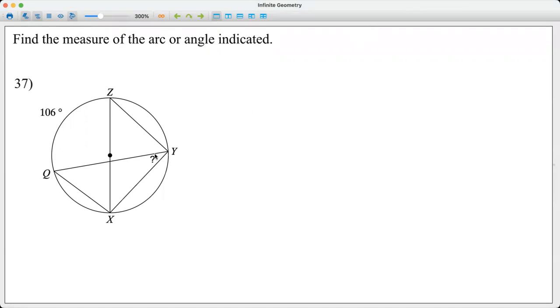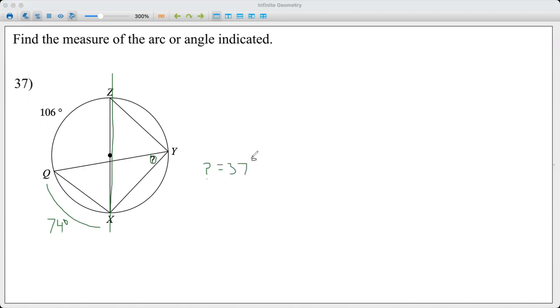So we got an inscribed angle there with a question mark. So basically, I need to find this arc right here, and then take half of it. Oh, look, I got another diameter. So that would be 180 minus 106, and that would be 74 degrees. So this part is 74 degrees, and remember, the angle is half of the arc. So half of 74 degrees would be 37 degrees. So question mark is equal to 37 degrees.